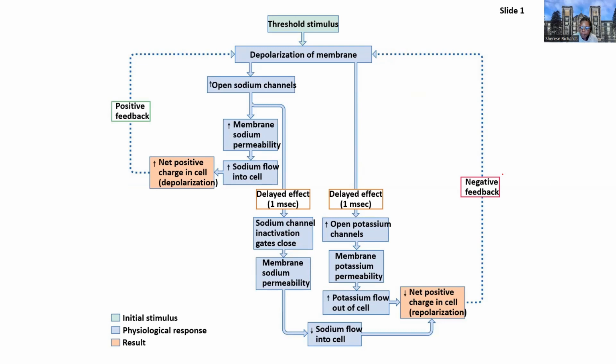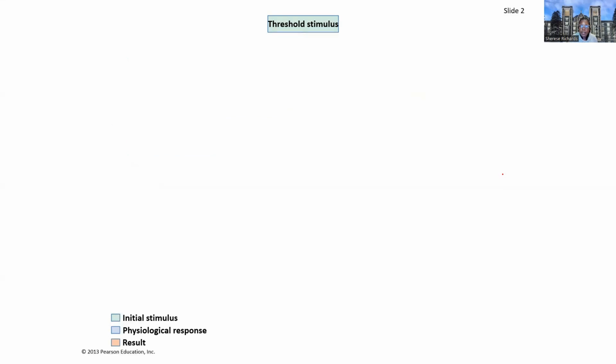Flow chart here, and the purpose of this flow chart is to look at the chain of events, especially how negative and positive feedback play into this.